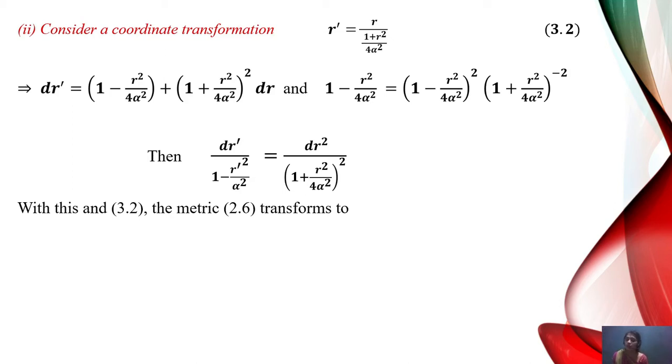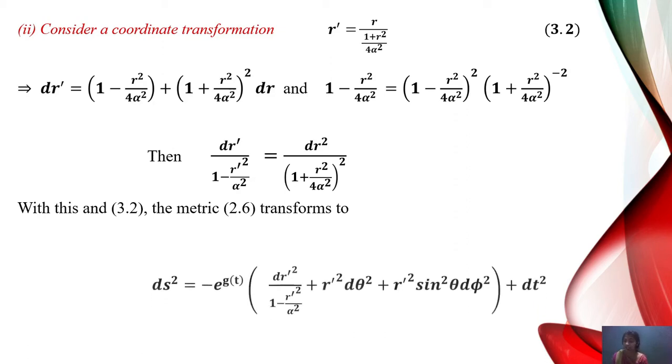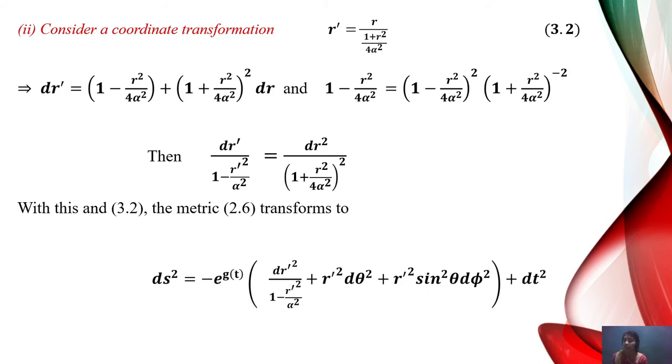dr square equals 1 plus r square upon 4 alpha square, bracket square. In this form, with 3.2 and the metric of 2.6, the line element is considered in the form ds square. Put all these values of the equation that generated dr. Okay, then it will be converted to the form ds square equals minus e to the power gt dr dash square upon 1 minus r dash upon alpha, whole square, plus r dash square d theta square plus r dash square sin square theta d phi square.